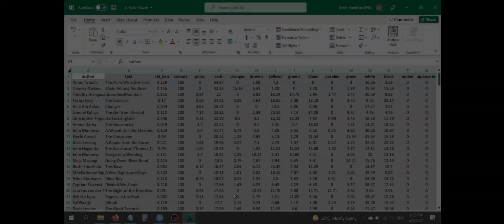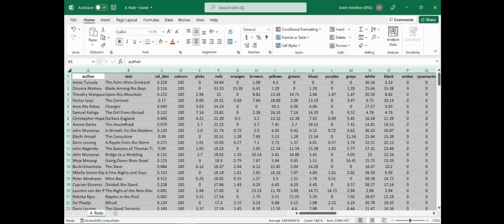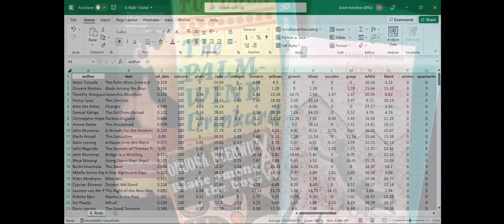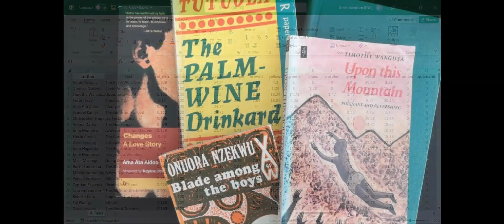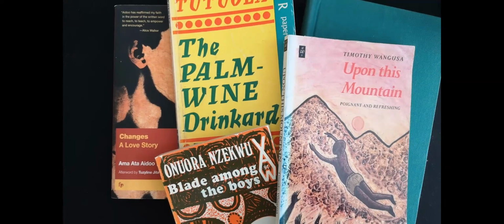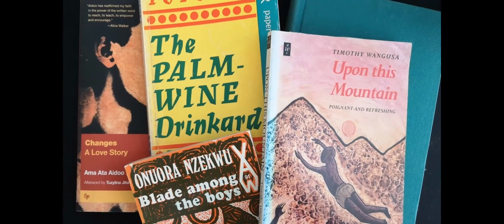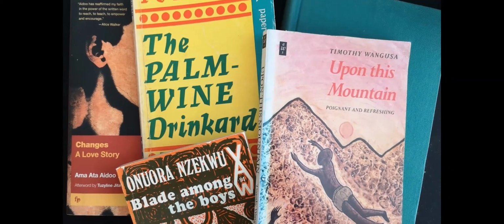Well, no. What of red, Ellis's colour of blood and love, the two main pivots of human affairs? Well, here we'll find Amos Tutuola's The Palm Wine Drinkard, Nzekwu's Blade Among the Boys, Wangusa's Upon This Mountain, Festus Iyayi's The Contract, and Ama Ata Aidoo's Changes. And perhaps the first interesting thing to note from these results is that if the prose leans towards the red colour spectrum, the chances are that it is not very much interested in colour.